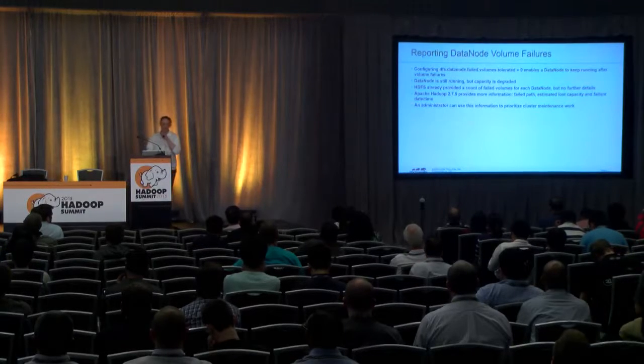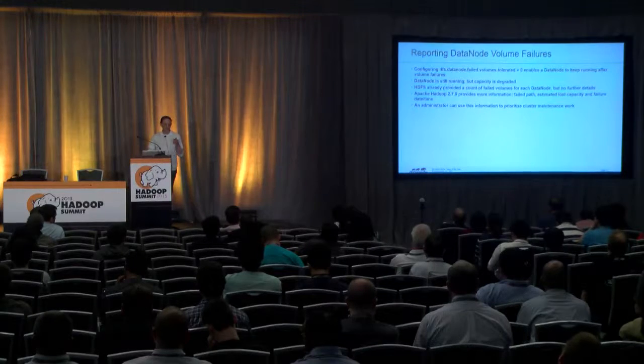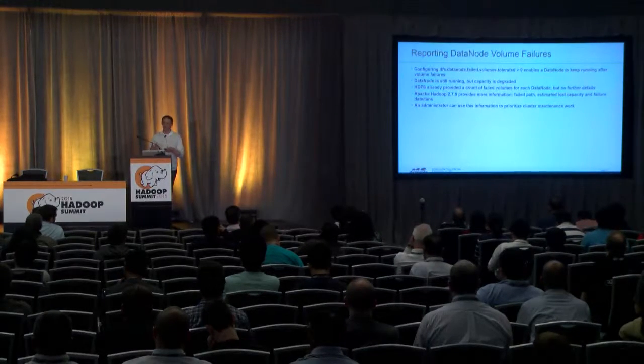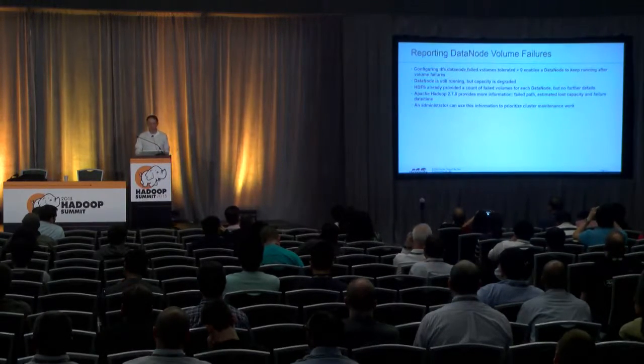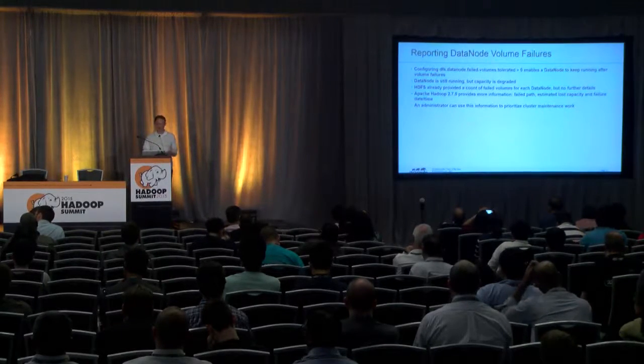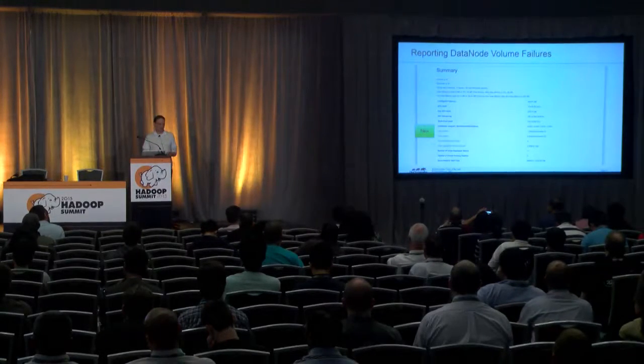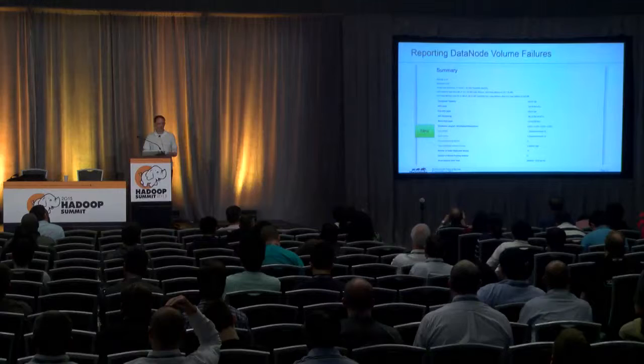Next feature I'd like to describe is new in Apache Hadoop 2.7.0. We're enabling more reporting about DataNode volume failures. We used to expose a count for you, so you could tell how many volumes had failed in the cluster, but we didn't really give you any more detail than that. So what we've done is added some enhancements.